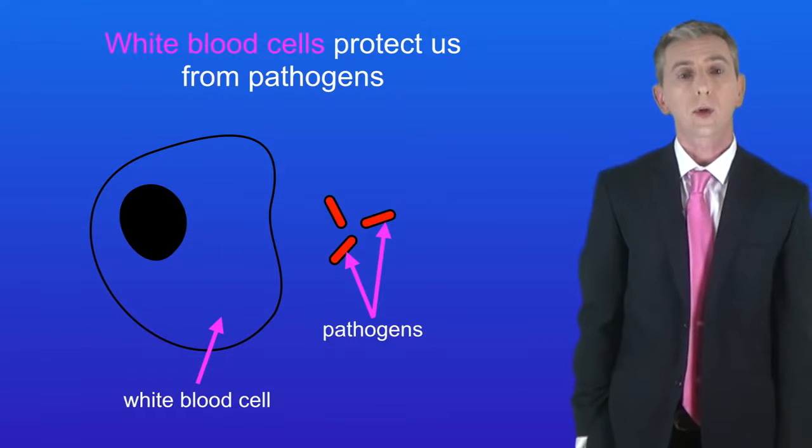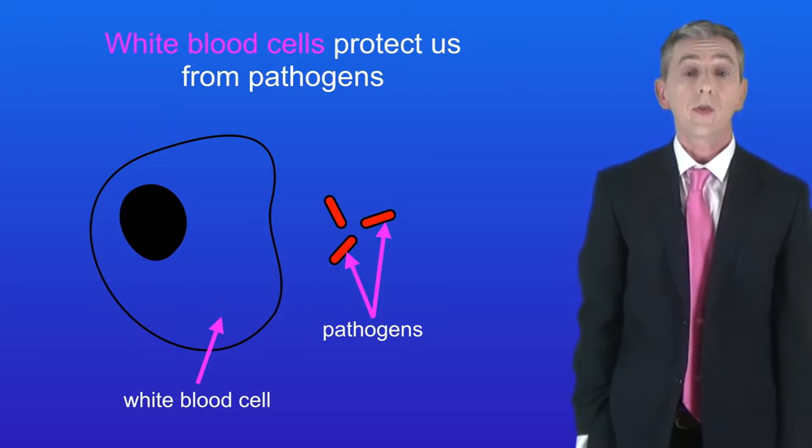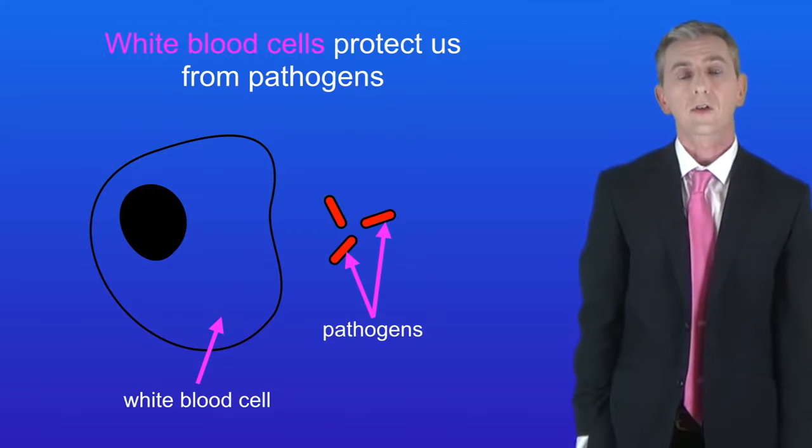Now, humans have an immune system which protects us from pathogens, and the most important part of this are white blood cells. You must be able to describe how white blood cells protect us from pathogens, and there are three ways. So this shows a white blood cell and pathogens. In this case, the pathogens are bacteria, but they could just as easily be viruses.